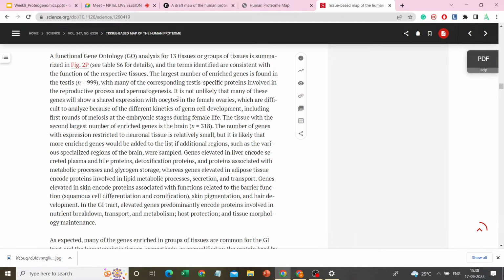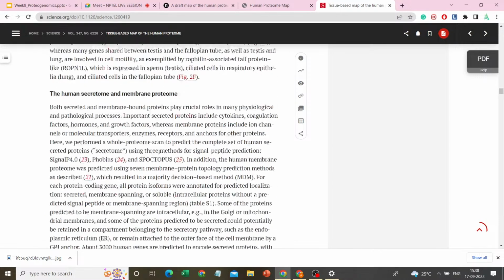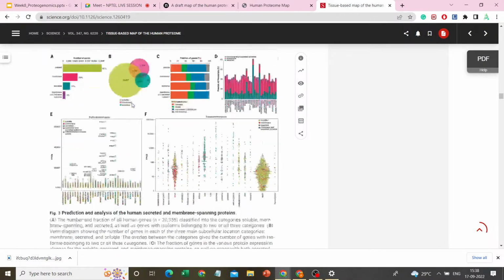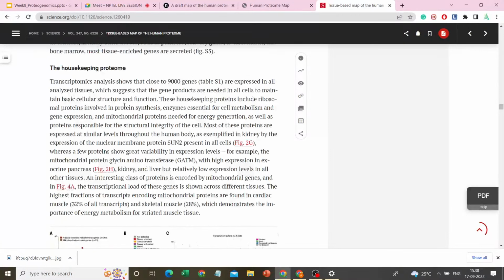You know that differential splicing, or the spliceosome, helps in differential expression in different cells, which helps in the functioning of different regions. In the human secretome and the membrane proteome and the housekeeping proteome, it is very important to understand that all cells contain a particular number of genes which are housekeeping in nature, which do not change with the tissue or the context of the tissues or the function, because this helps in cell generation, cell proliferation, cell maintenance, membrane integration. All these are the housekeeping proteomes.